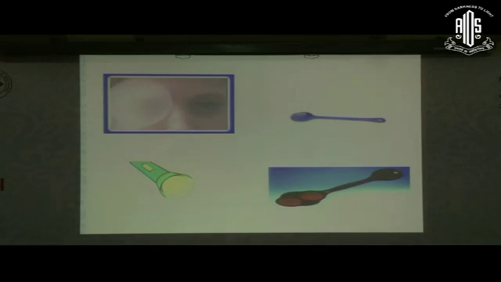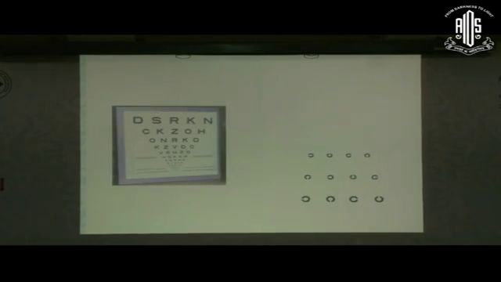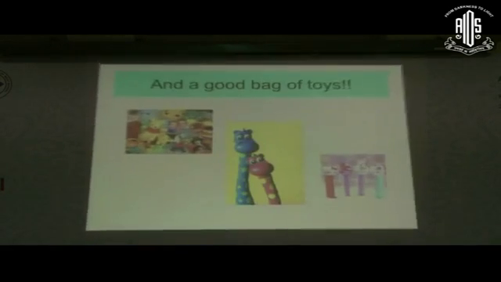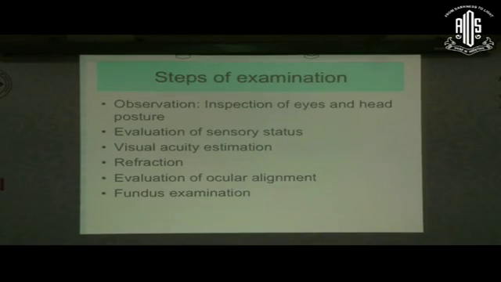Don't use a torchlight as a fixation target, okay? Why? It is not an accommodative target. You need a target with details. And, of course, different types of fancy occluders. And then a television, a wonderful device. And in all kinds of charts, if the child will read, a Leah symbols chart. And a good bag of toys. That's what you need. So how do we start examining a patient with squint?